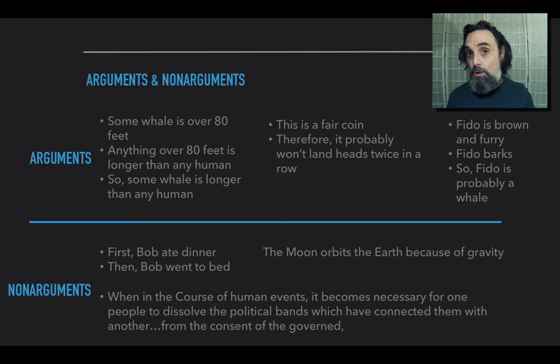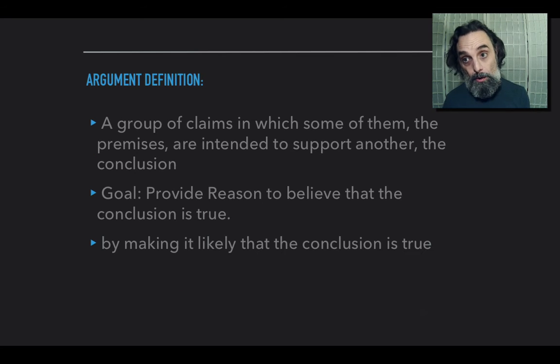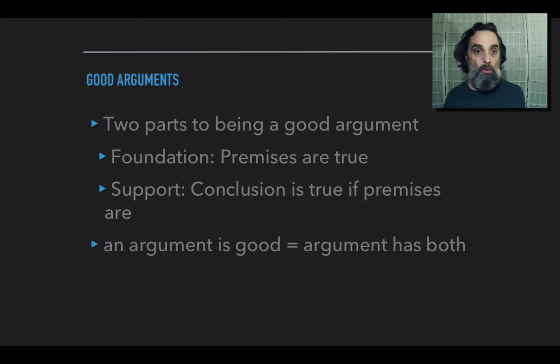There are lots of other things we do in language and thinking besides presenting arguments. We're going to be focused a lot on arguments in the course. And so one thing we want to see is, okay, what makes an argument good? We can very broadly say that there are two aspects of being a good argument. First, the argument should have a good foundation. Its premises should be true. And then second, the premises should support the conclusion, meaning that the conclusion is true if the premises are. If you lack either, you're not a good argument, and if you have both, you are a good argument. So what is it to be a good argument? Just have the good foundation and good support.